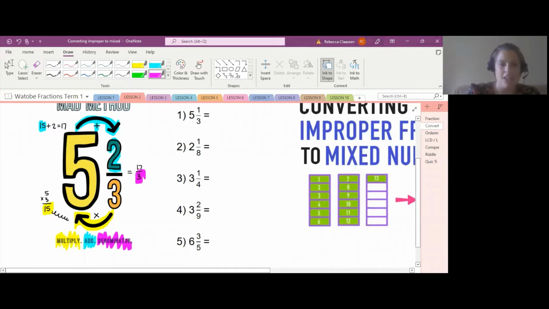Perfect. Okay, so first, our first step is we multiply our denominator times the whole number. So denominator times whole number. Second step, we add the numerator. So that's step 2. And step 3, we write our new number over the denominator. Okay, Kwanda, can I get a smile and a thumbs up if that's cool? There we go. Okay, Kwanda's smiling.